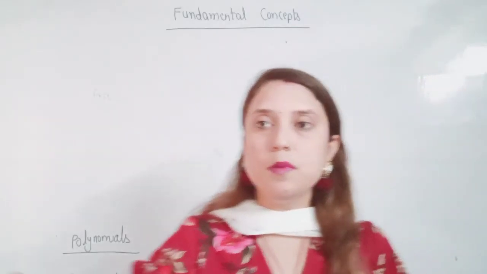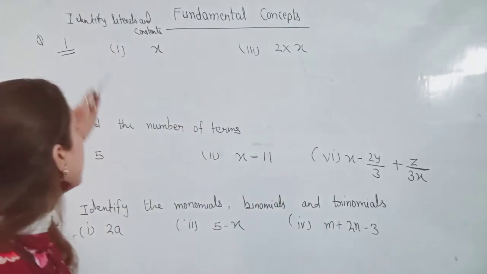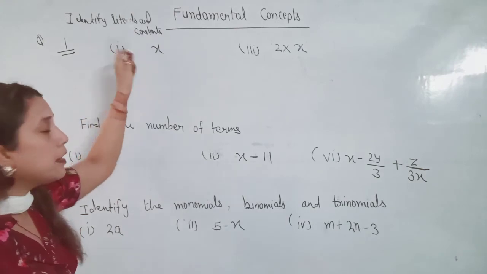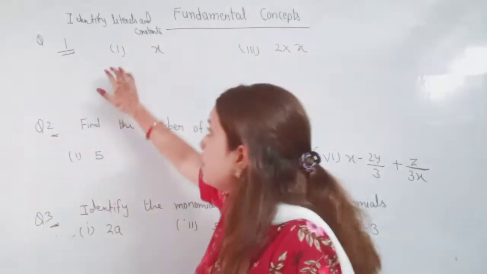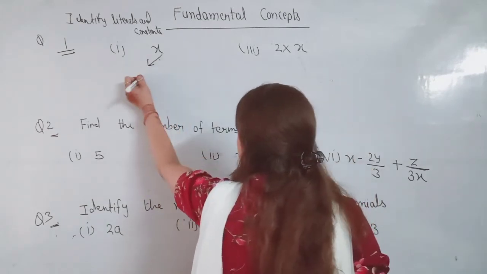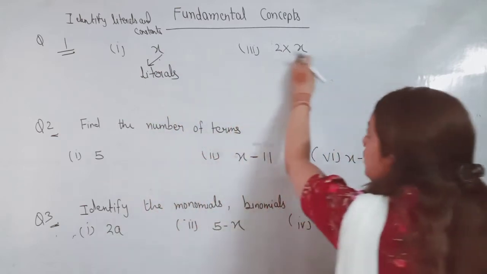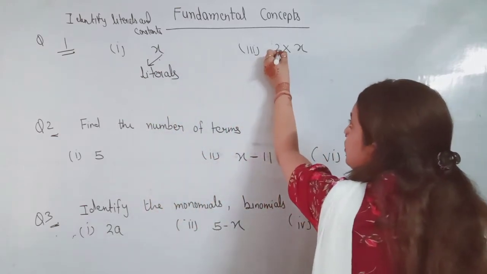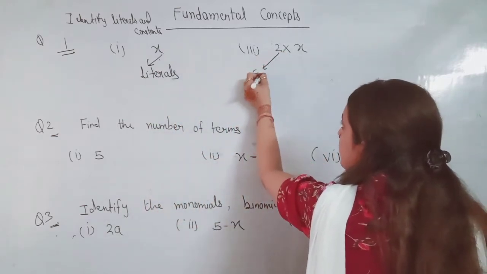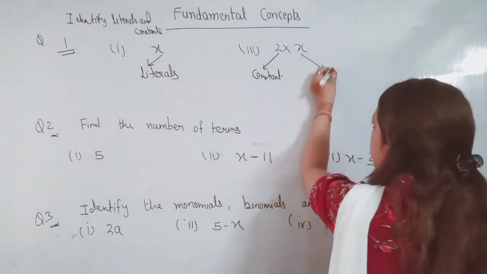The question number 1 is, identify literals and constants. The first part is x. X is a variable, so x is a literal. Next, 2 into x. 2 is a constant and x is a literal.